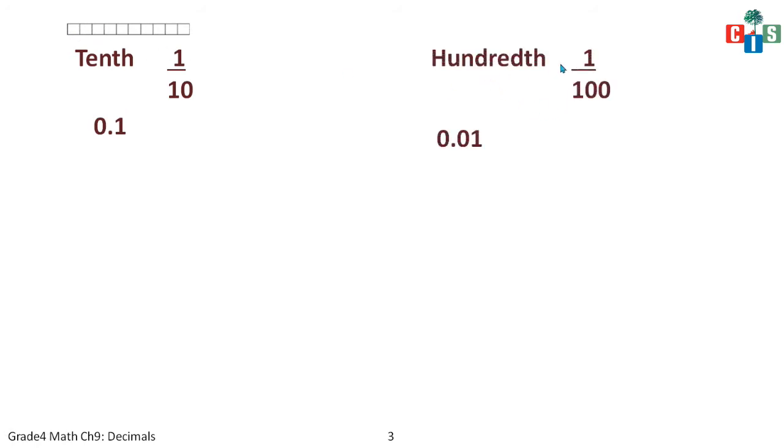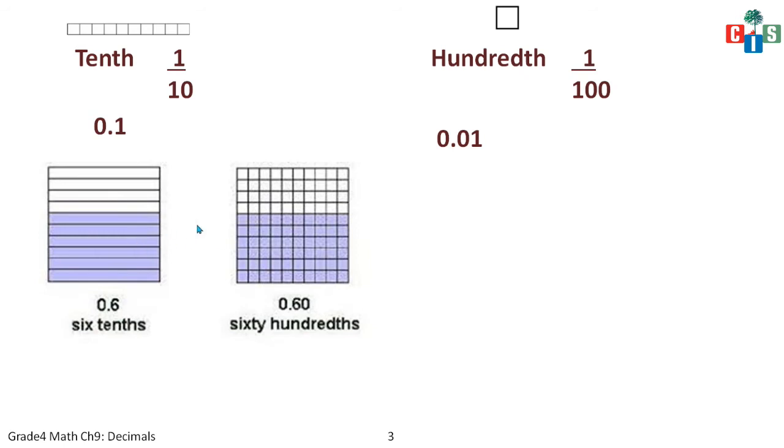Now we have seen that 10th को कैसे लिखते हैं? 1 by 10 and 0.1. पहले आपको कैसे लिखना है? फ्रैक्शंस में लिखना है and उसके बाद डेसिमल्स में लिखना है. So 0.1 is represented as 10 blocks. And 100th is 1 by 100 in the fraction form and 0.01 in the decimal form, and it is represented by 1 block. Okay, fine.